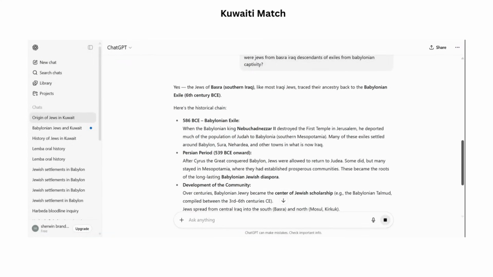And I also checked the name of the most recent ancestor for the Kuwaiti match, and the first name was Isa. Isa is the Arabic word for Yahusha, our Messiah. And so even there, you have that connection in terms of name to the Davidic line of the tribe of Yehuda.